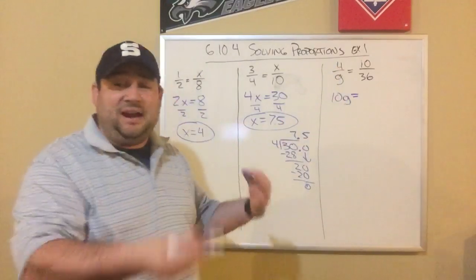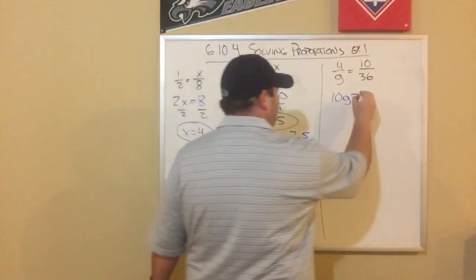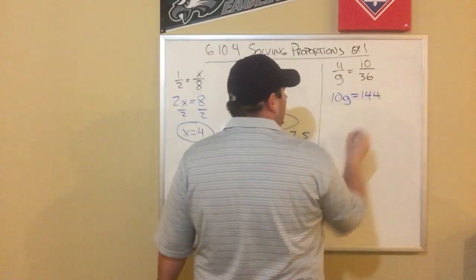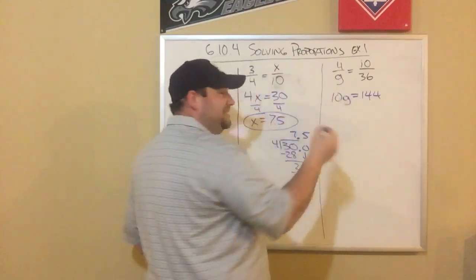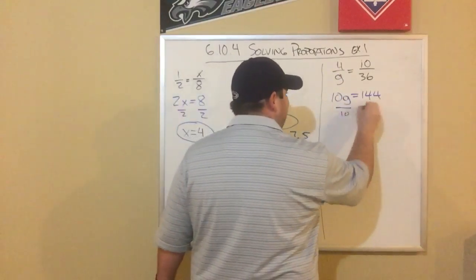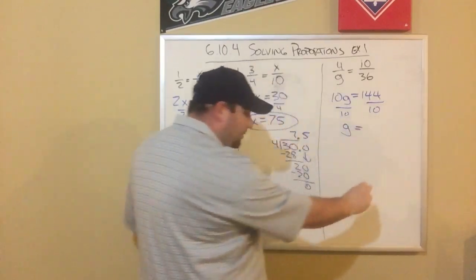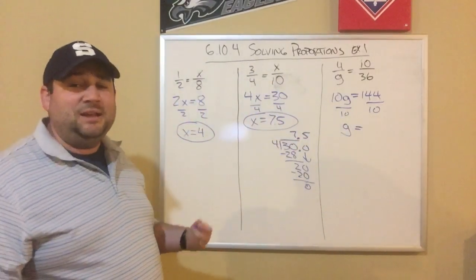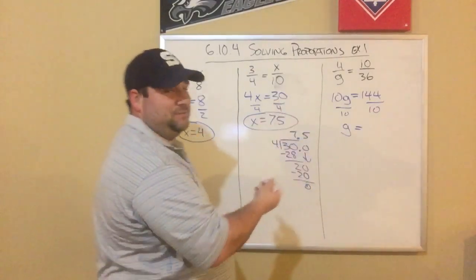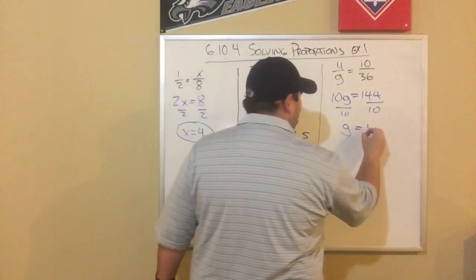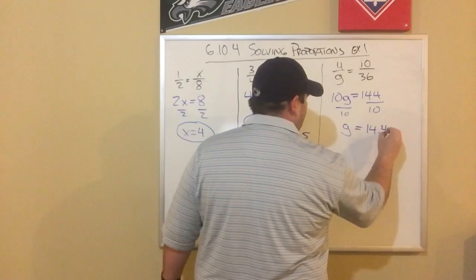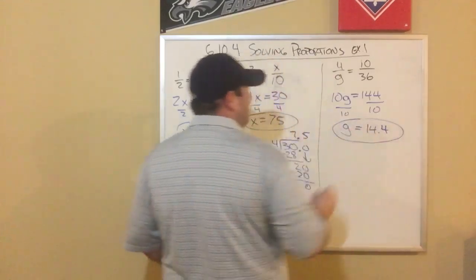Obviously, I could come off to the side and check it, but I'm pretty positive it's 144. And now we just solve this. 10 times g, so we do the opposite and divide by 10. So 144 divided by 10. Again, I could come down and do 144 divided by 10, but I know dividing by 10 is the same thing as moving the decimal one place to the left. So I know this is 14.4. And that is my answer.